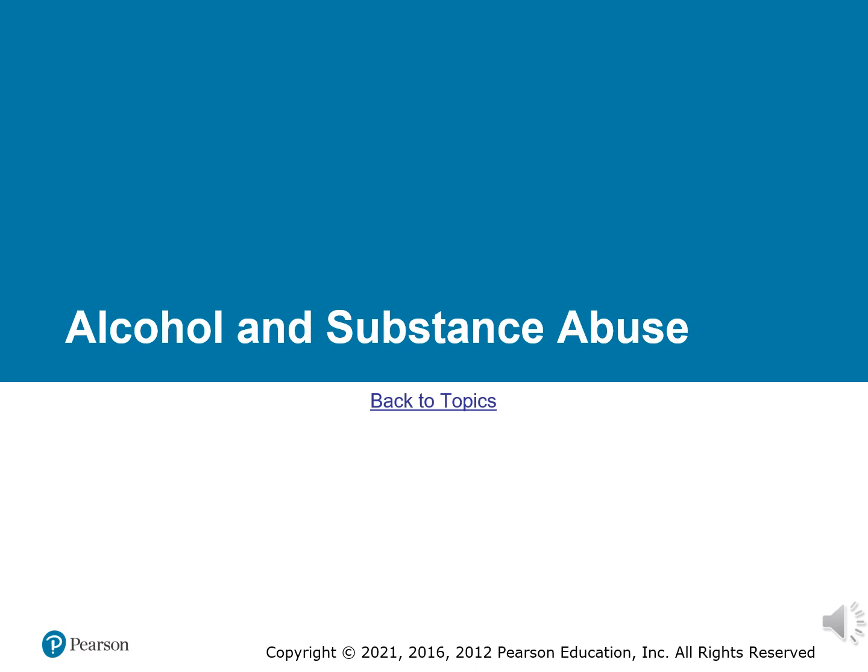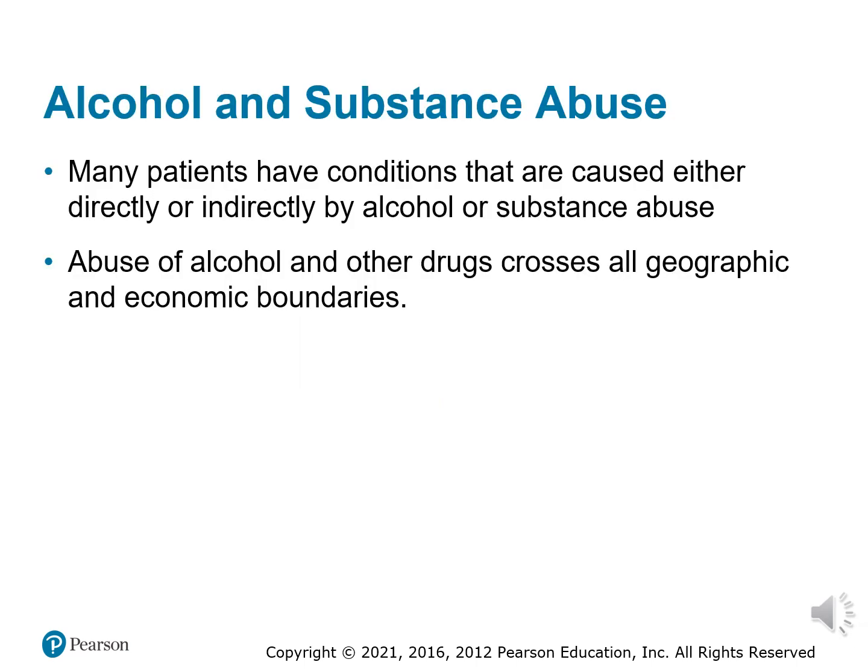And then we will also relate substance abuse to the discussion of poisonings. So, you know, substance and alcohol abuse are potentially an overdose, and they are the same as would be a poisoning. So think about that. All right, so many patients have conditions that are caused either directly or indirectly by alcohol or substance abuse.